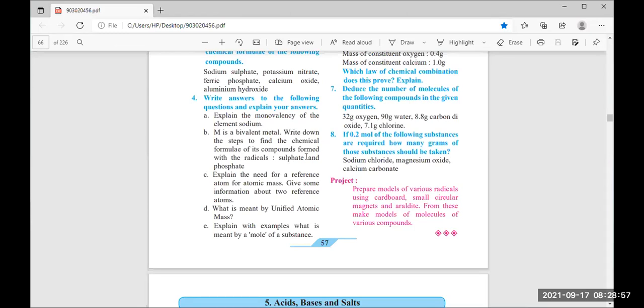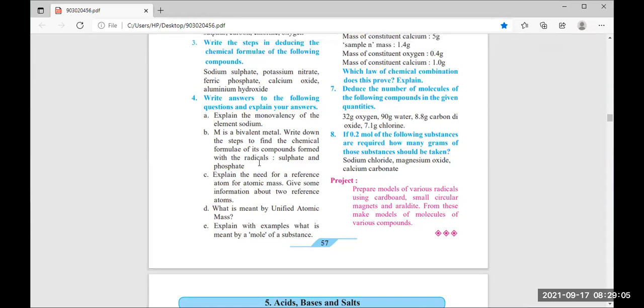Okay. Now second, we are going to see the next question. M is the bivalent metal. Write down the steps to find the chemical formula of its compounds with the radicals sulfate and phosphate. Read the question again. M is the bivalent metal. We don't know which metal it is, but it's bivalent, and bivalent means it has 2 plus. Sulfate we know is SO4, and phosphate we know is PO4.